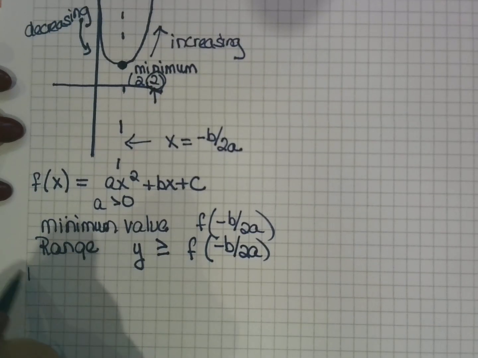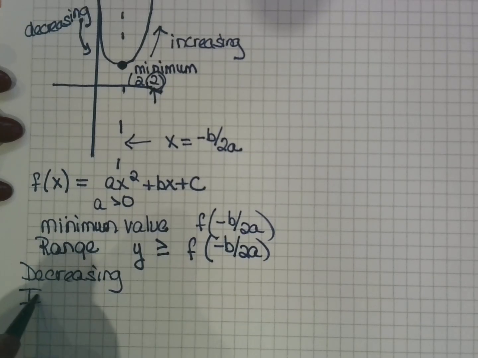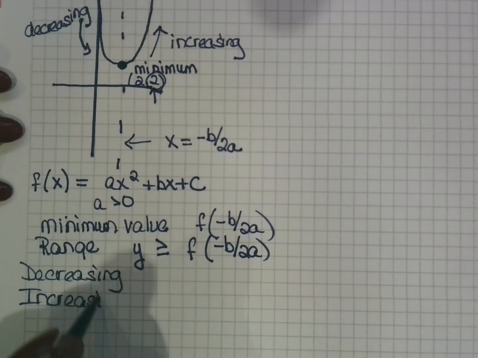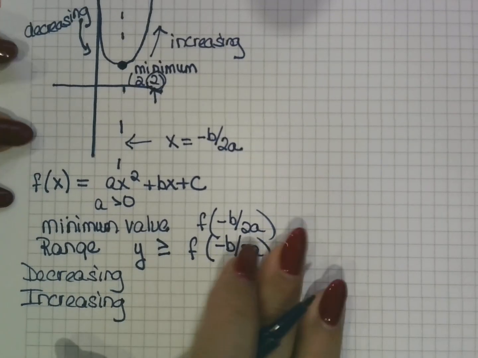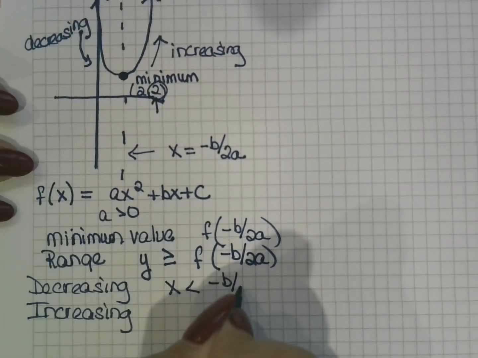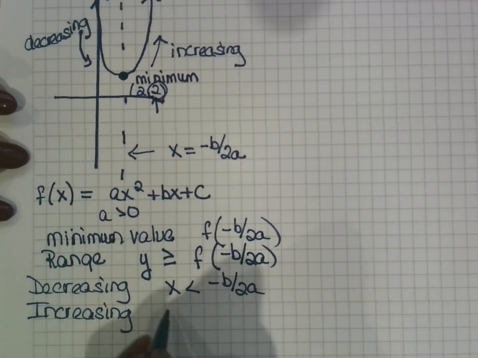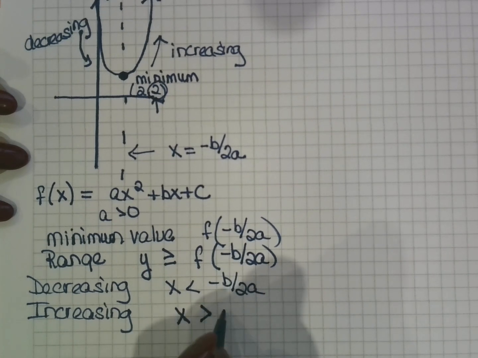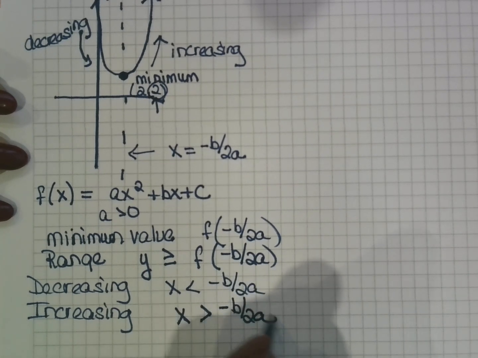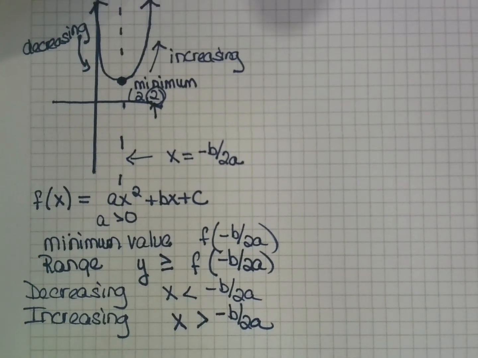And then this is decreasing and increasing. This will be decreasing when x is less than -b over 2a. In this case, -b over 2a is just 2. And it's increasing when x is greater than -b over 2a. In other words, when it's bigger than 2, it's going up. All right, so that is your typical opening up scenario.